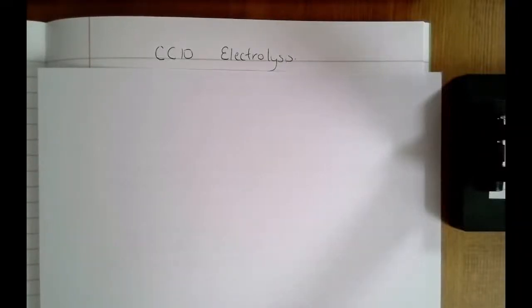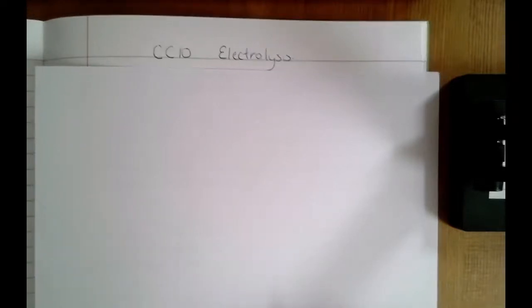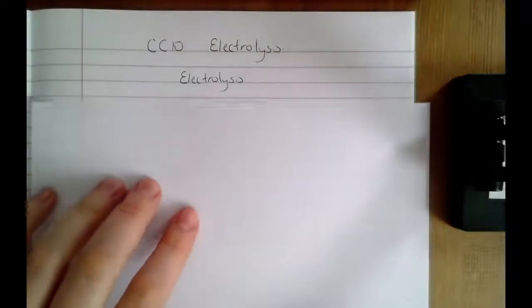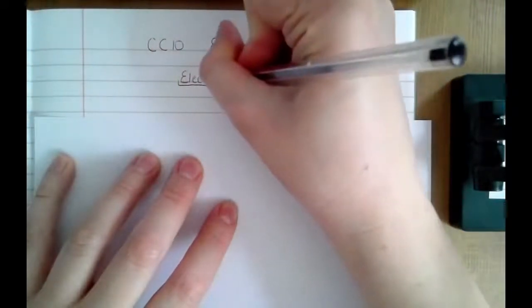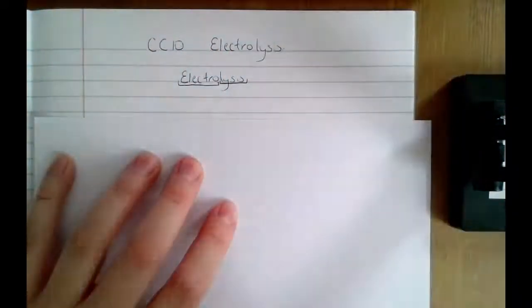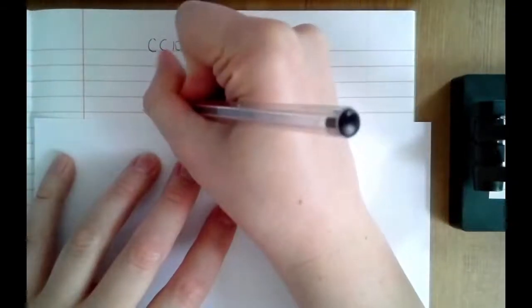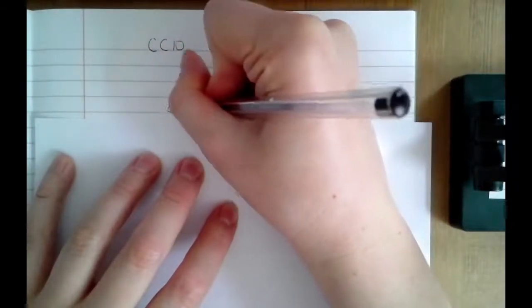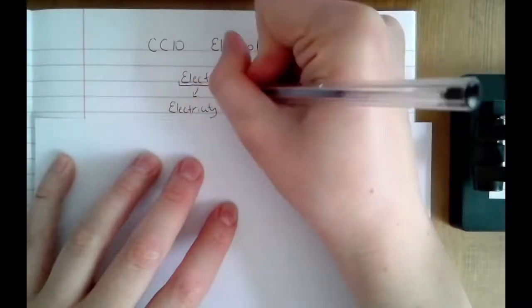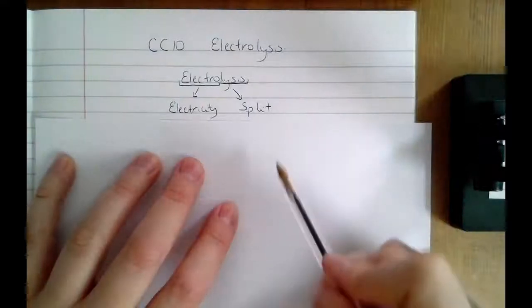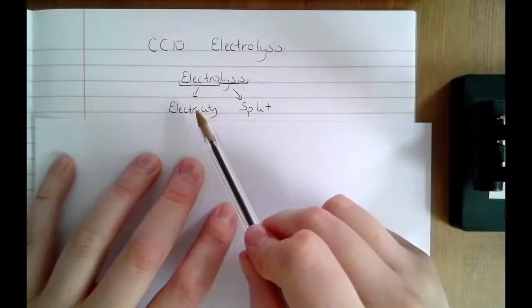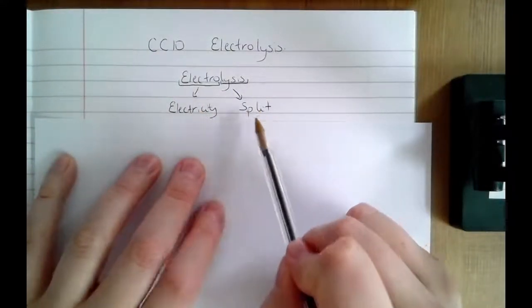So in this video, we're looking at CC10, which is electrolysis. This is a paper 1 topic, so it will come up on paper 1 only. If we just look at the word electrolysis, it's composed of the word electro and the word lysis. The word electro refers to electricity, and the word lysis means split. So what electrolysis literally means is that you're going to use electricity to split something up.